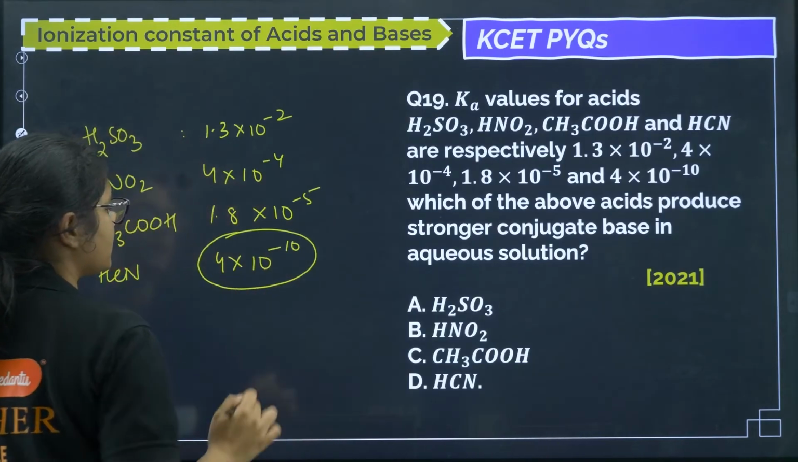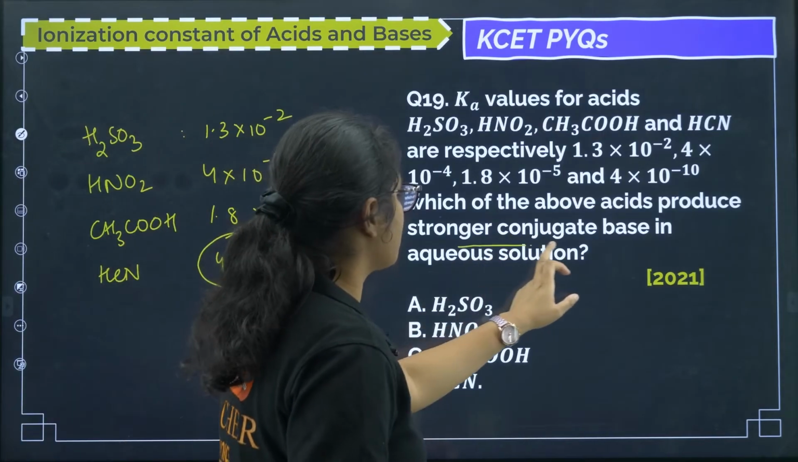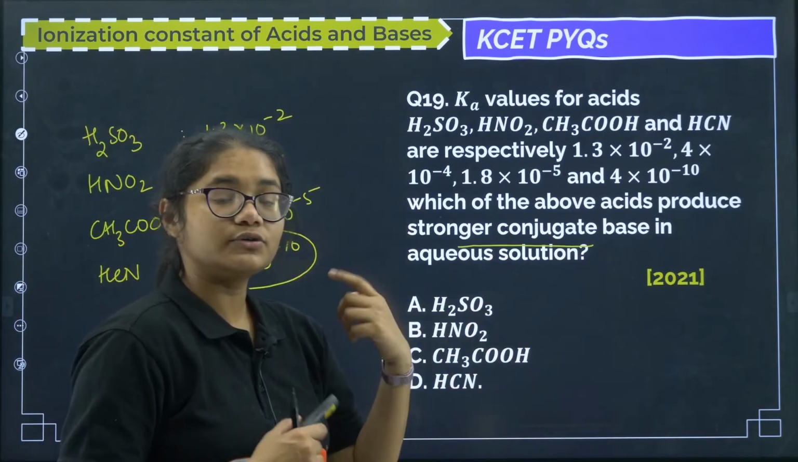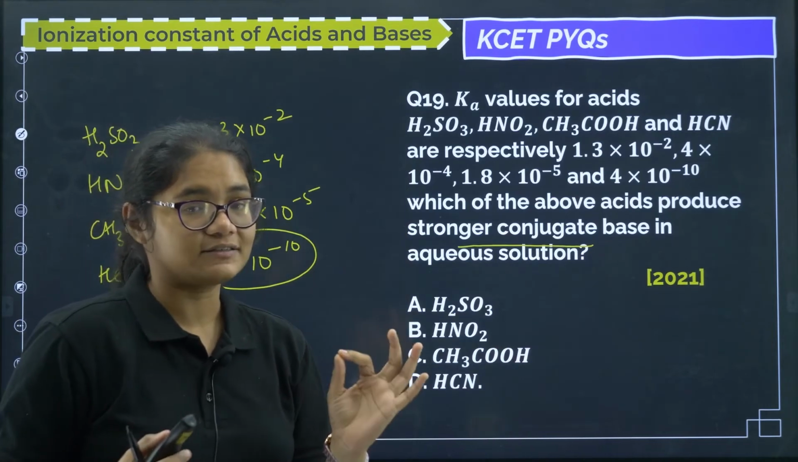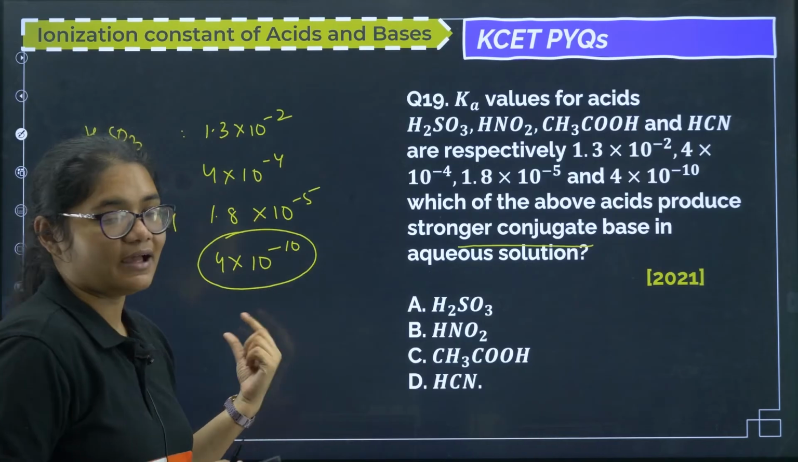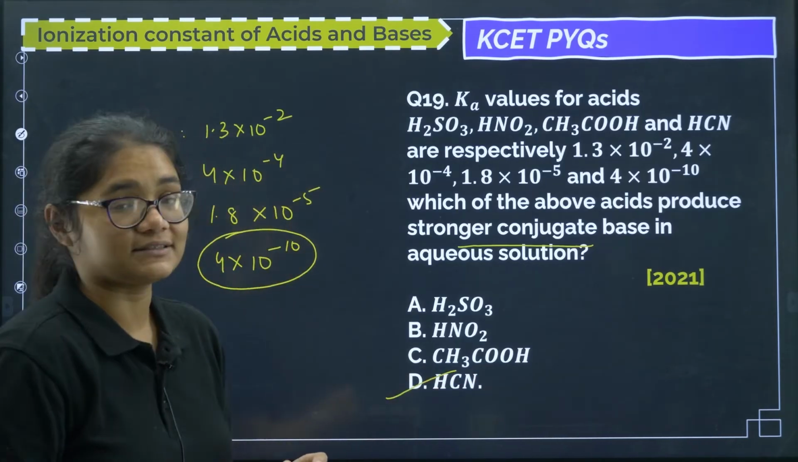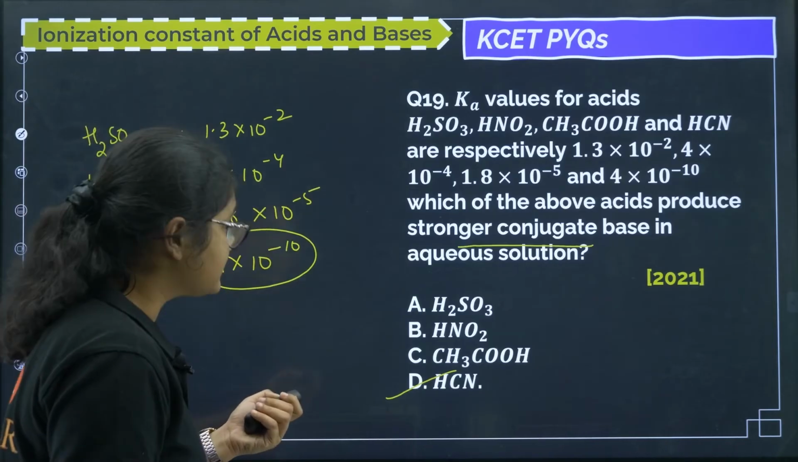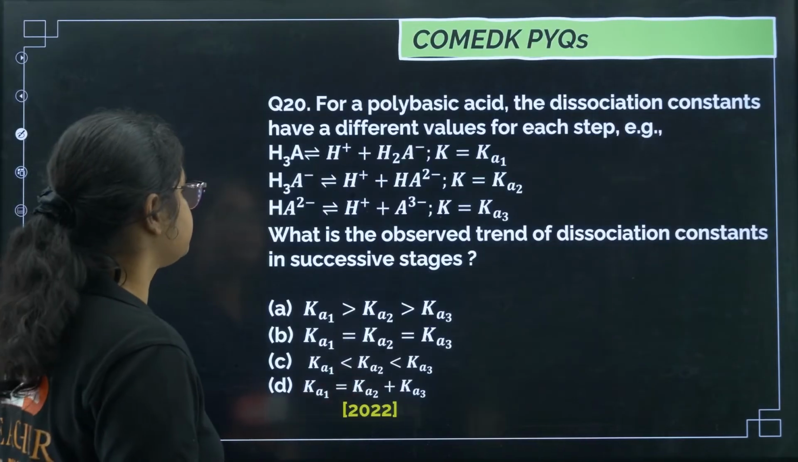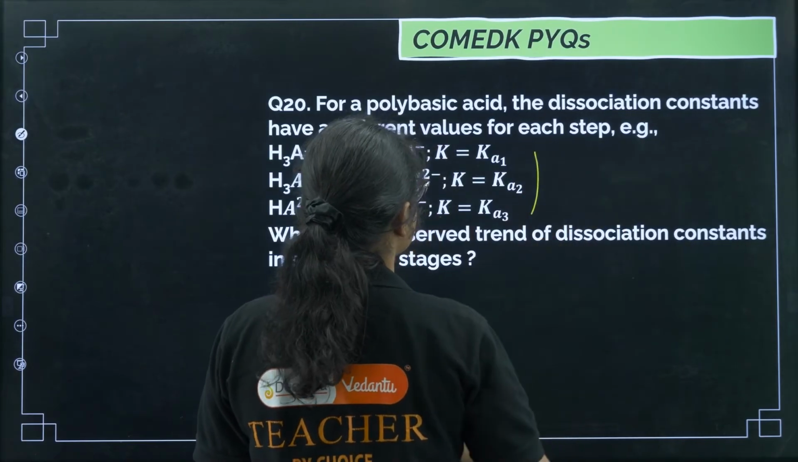So now you see, if the Ka value is least, we'll have the strongest conjugate base. If the conjugate base has to be strongest, then the acid has to be weakest, right? And to know the weakest acid, the Ka value should be least. So that is why it has to be HCN. Option number D is the correct answer here. Next, question number 20. For a polybasic acid, the dissociation constants are given.